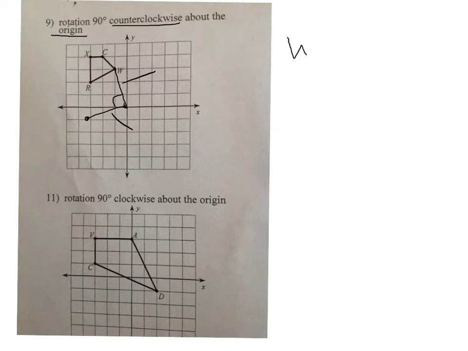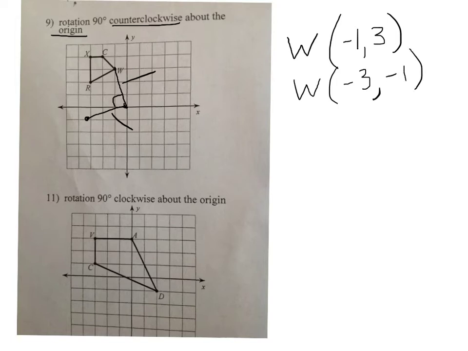And look what happens in my ordered pair. If I talk about W, my W goes from (-1, 3) and my new W ends up being (-3, -1). If we're talking about a rotation of 90 or 270 degrees, your x and your y are going to flip-flop spots. The absolute value of the number, so the number itself.